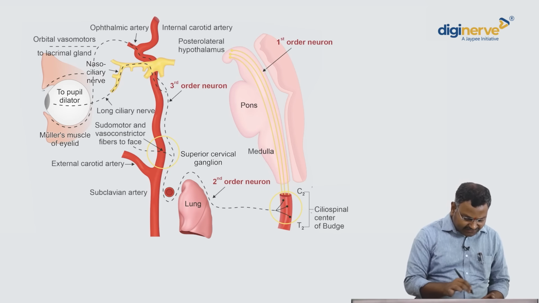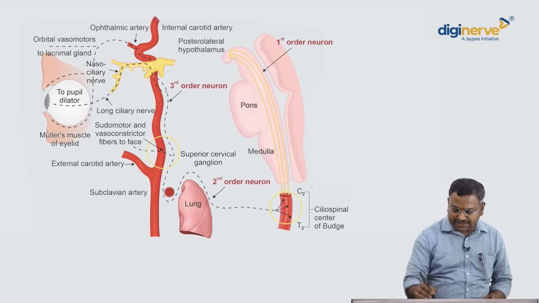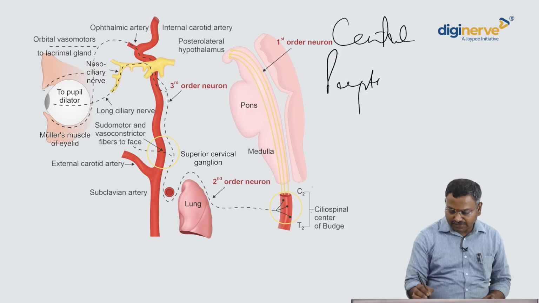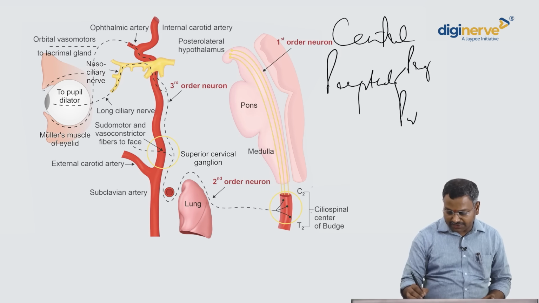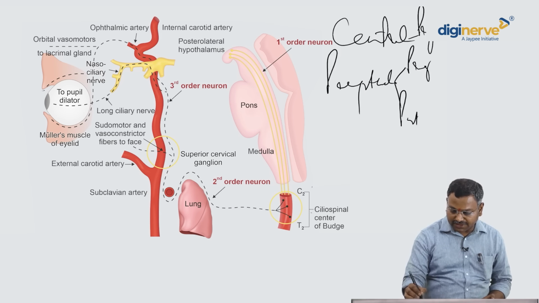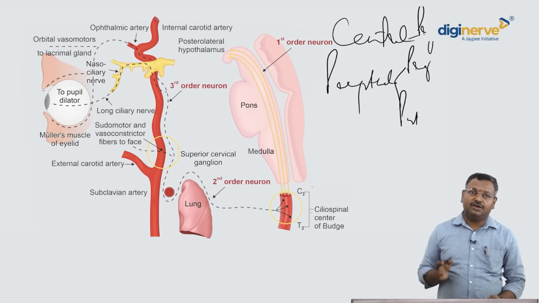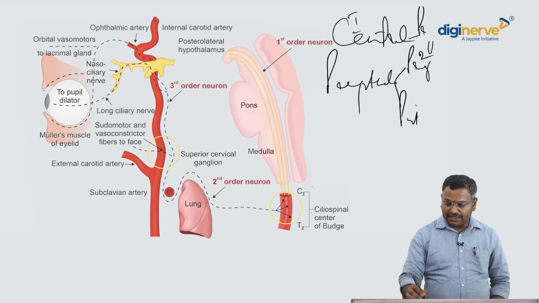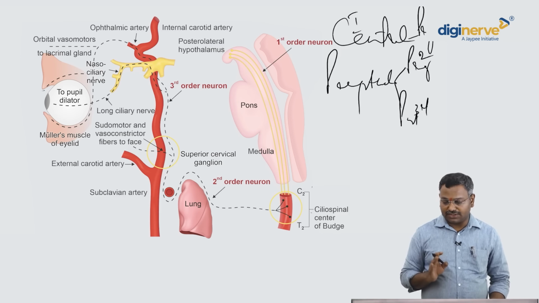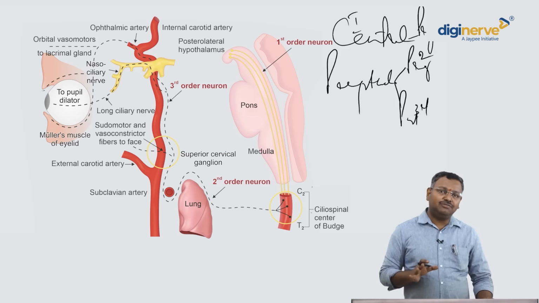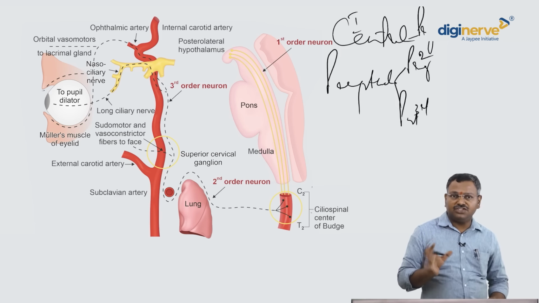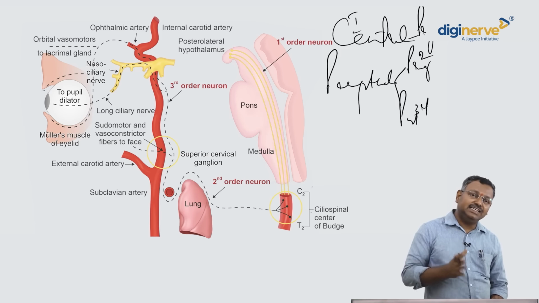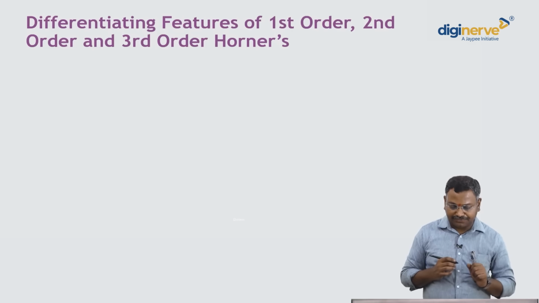Now Horner's can be classified into two types. One is called the central Horner's and the other the peripheral Horner's. The peripheral can be preganglionic and postganglionic. Central is always preganglionic Horner's. First order, second order, third order. Central is first order, preganglionic peripheral is second order, and postganglionic peripheral is third order Horner's. So you will have to know the differentiating features of each of these Horner's and the cause for each of these Horner syndromes that you have.